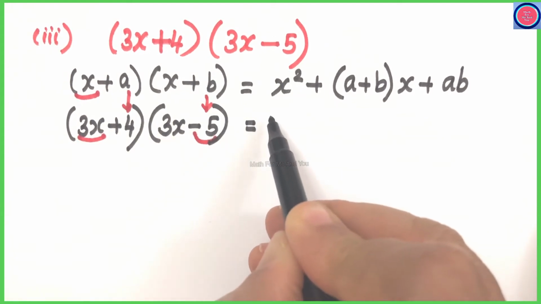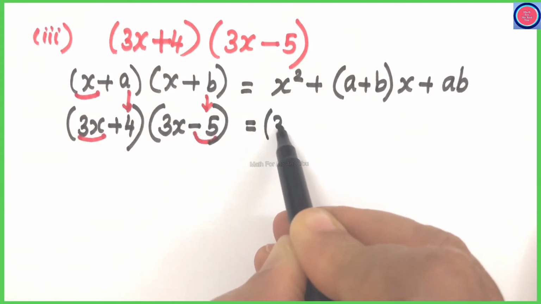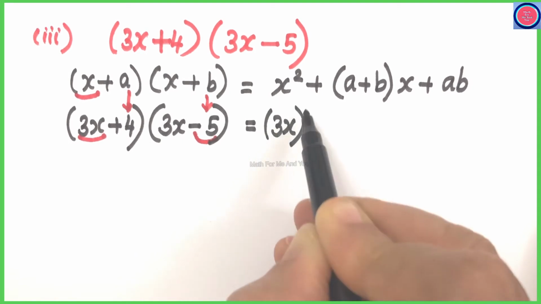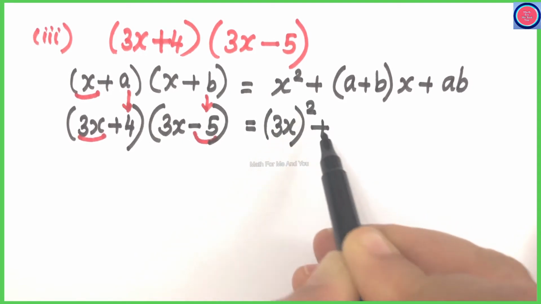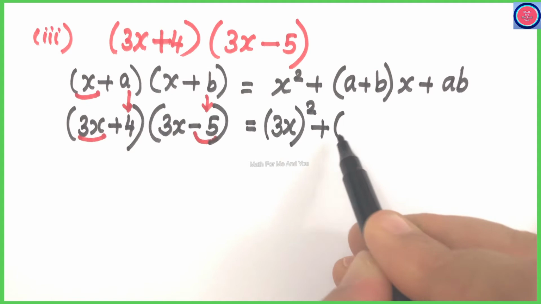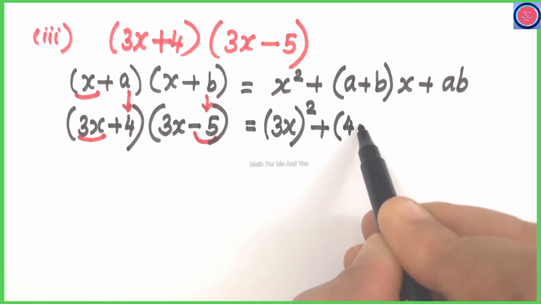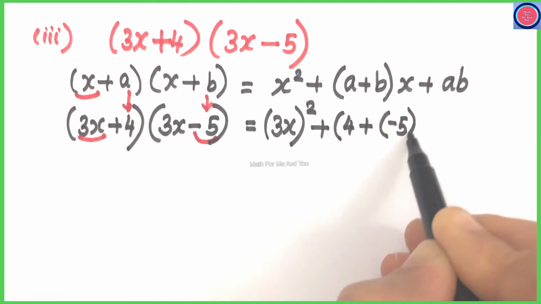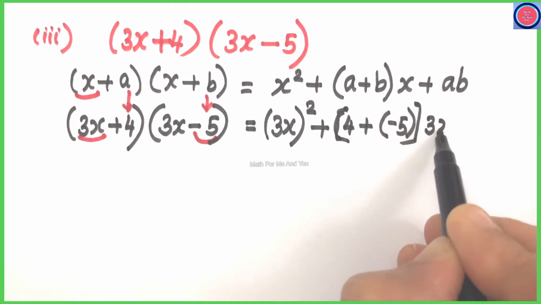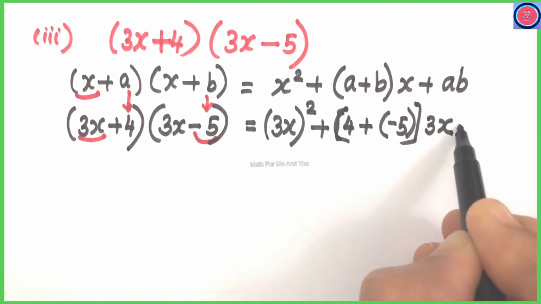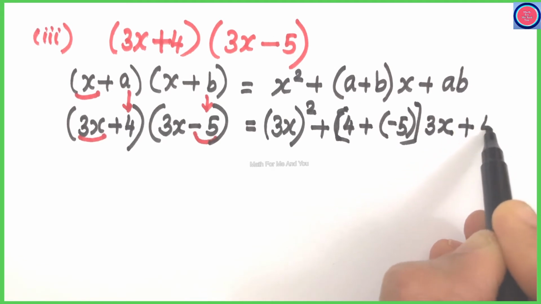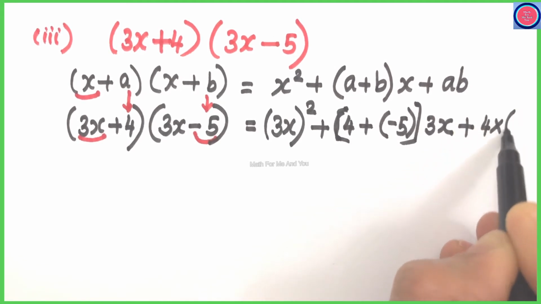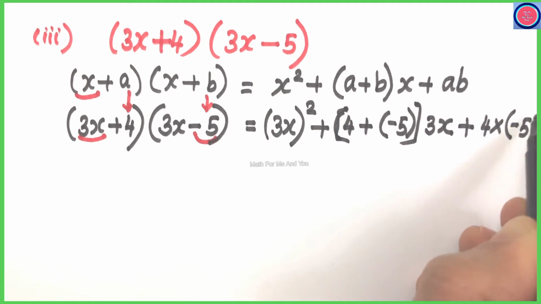First term is x square in the identity. So here we have to write 3x the whole square. In place of x, it is 3x. That's why we are writing this way. A plus b into x: 4 plus minus 5 into 3x, because in place of x, it is the term 3x. Plus ab. ab is 4 times minus 5.